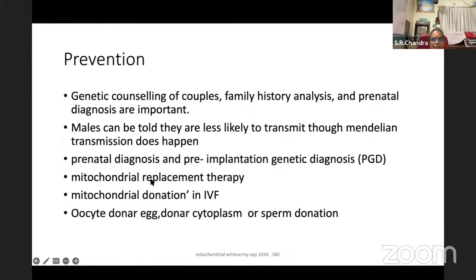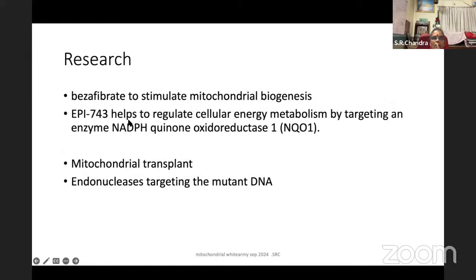Mitochondrial replacement therapy. That is, you can remove the cytoplasmic mitochondria if it is sick and replace it with healthy mitochondria from a donor. Or you can have mitochondrial donation in IVF. Oocyte donor: the sperm can be the father's and the egg can be from the donor. So these are various methods which are advocated. And you have some research materials which are under study. They have not come into practice. Then mitochondrial transplantation, endonuclease targeting the mitochondrial DNA. These are all hypothetical and not into practical treatment.